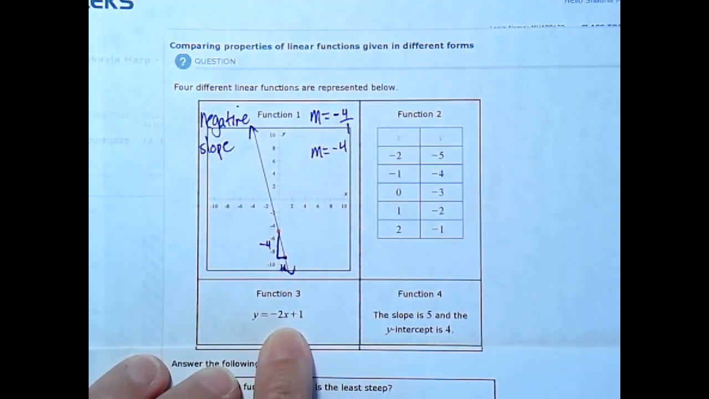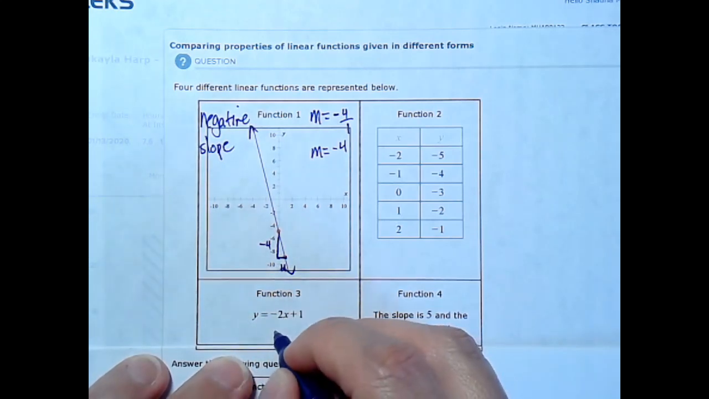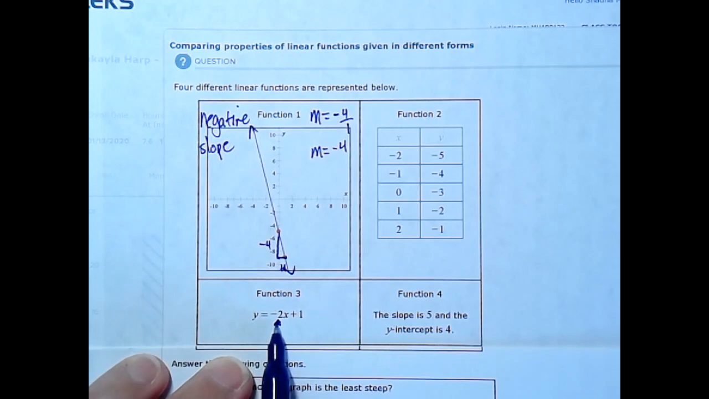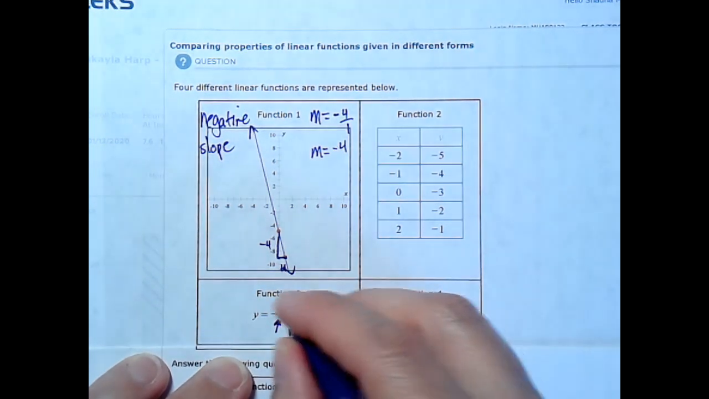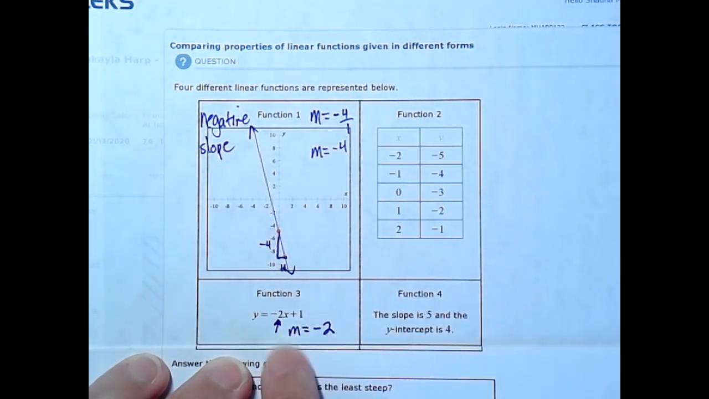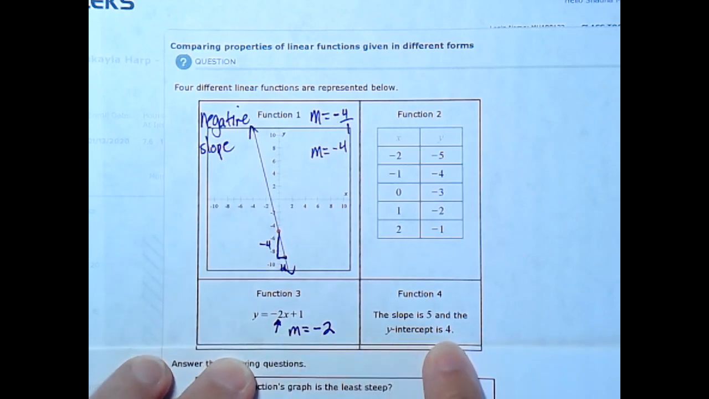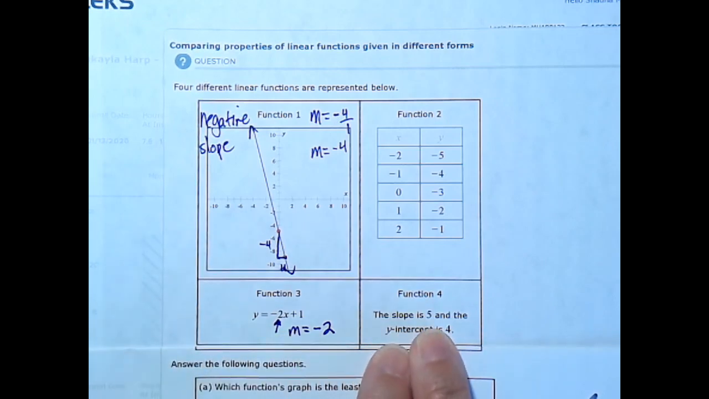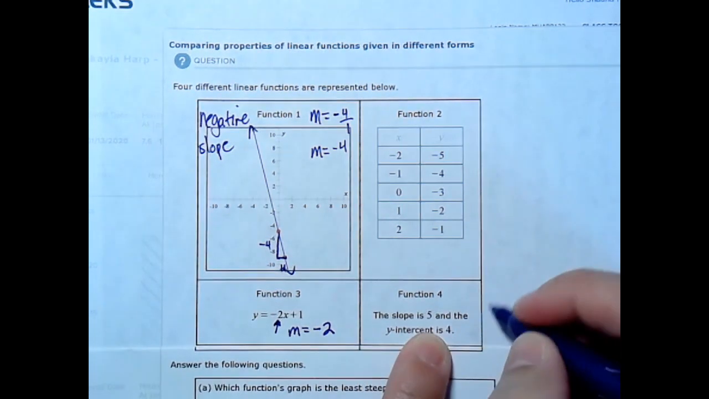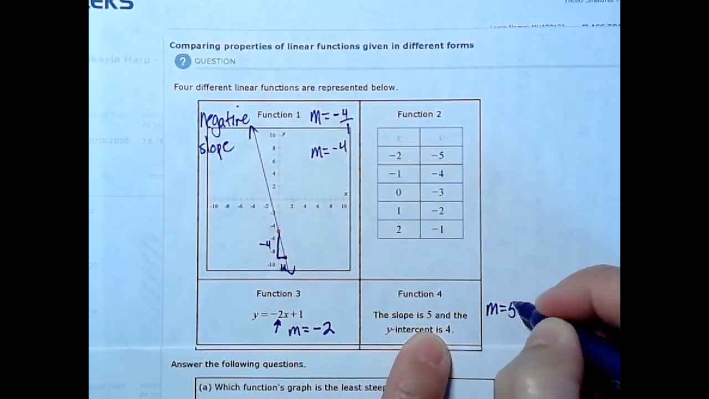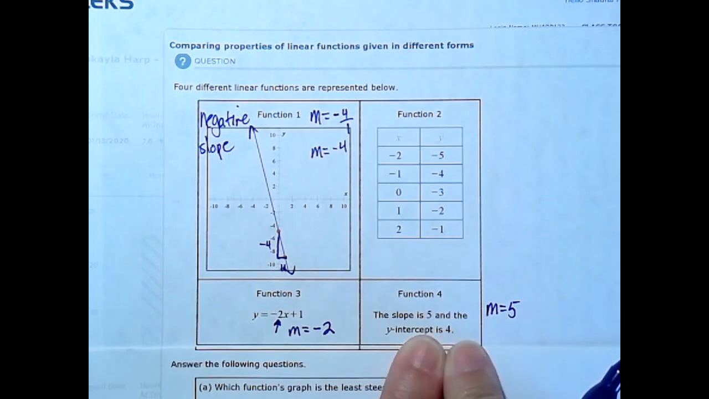If I have it written out in a linear equation, my slope is always the coefficient of the x. Okay, this is y equals mx plus b. There's the m. So my slope for this function number 3, my slope is negative 2. Okay, so for this one, the slope is 5. It told me the slope is 5. So the slope is 5, so m is 5 for my function number 4.